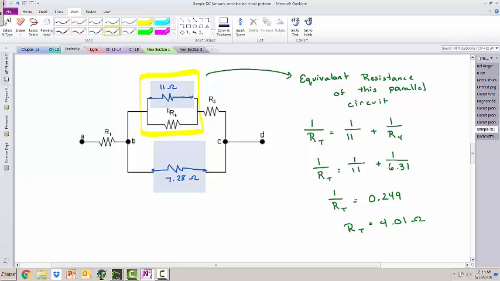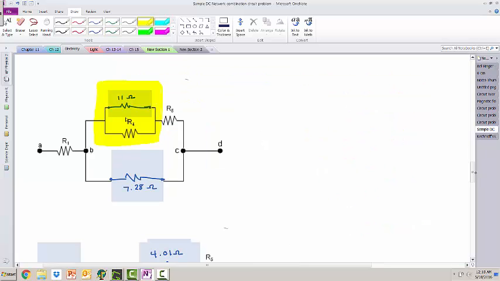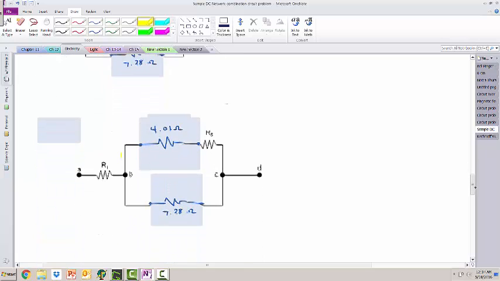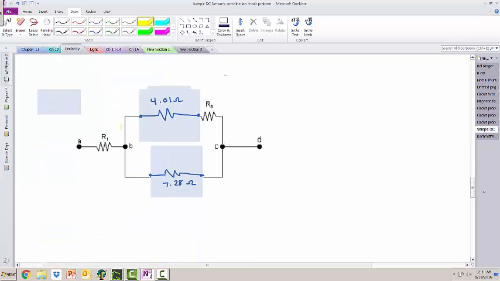The part of the circuit that's boxed in yellow, those two resistors, could be replaced by one resistor of 4.01 ohms and would act the same. So I'm going to redraw my circuit. So again, that yellow boxed in area has been replaced by an equivalent resistance of 4.01 ohms. So the circuit is looking simpler and simpler.